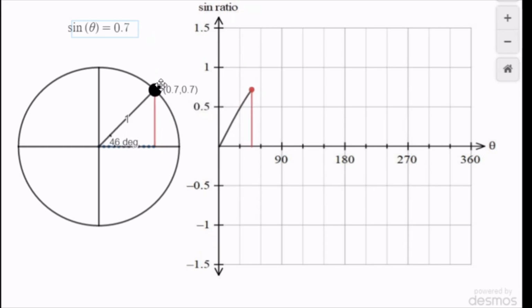If we keep going, the angle changes. There's a 46-degree angle, which is right about here, and the sine ratio is 0.7, which is right about here. The red dot has plotted a point for us. Let's see what would happen if we let this keep going.